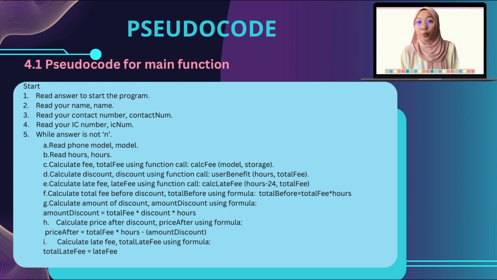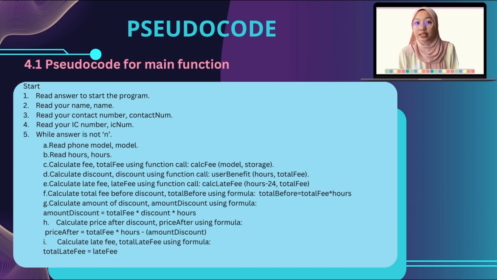After that, we use a while loop function, which is used to loop the rental process. So it starts with while answer is not end. And then in this while loop, there are read phone model and read hours. To calculate fee, total fee using function call is calculate fee, model and storage. Then calculate discount using function call user benefit, hours and total fee. To calculate late fee using function call calculate late fee, hours 24, since in this programming, the looping process is for 24 hours, and total fee.